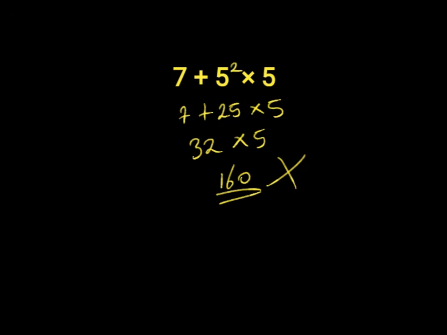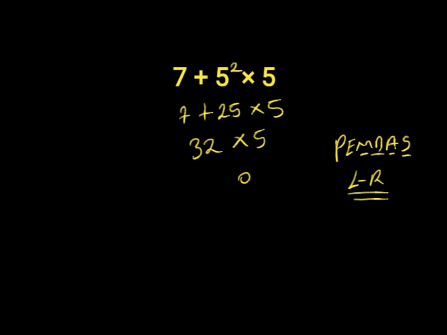160 is the wrong answer to this question because we did not work with the order of operation, which is PEMDAS. In PEMDAS, we have parentheses, exponents, multiplication, division, addition, and subtraction. Multiplication and division have equal priorities, such as addition and subtraction, working from your left to your right in order to arrive at a correct answer. Let us solve the right answer to this question.